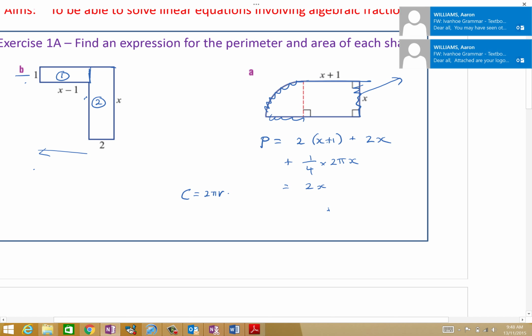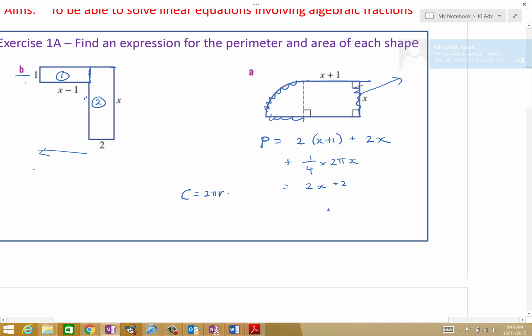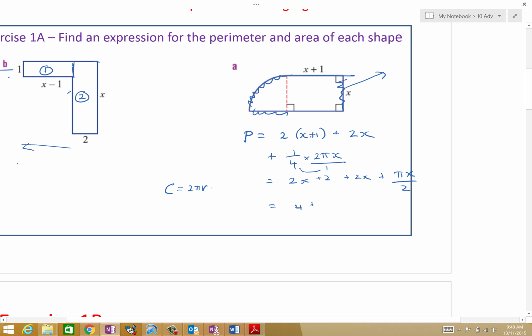Which is equal to 2 times x plus 1, plus 2x, plus, what does that simplify to? 1/4 times 2 pi x. Would you agree that that's pi x on 2? Yeah? Pi x on 2. How did you get that? Well, I've just multiplied across. 4 times 1, 4 on the bottom, 2 on the top. 2 over 4 is a half. Okay? All right, so that is equal to 4x plus 2 plus pi x on 2.